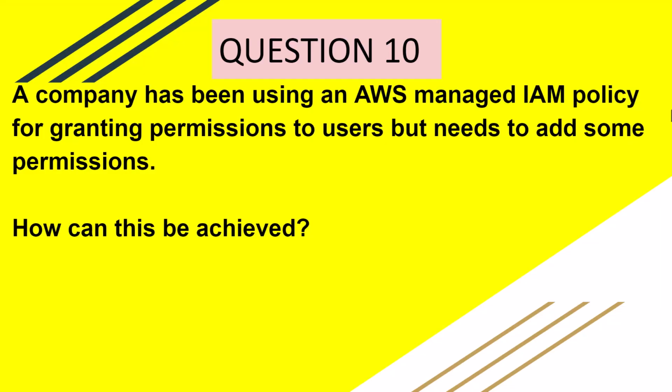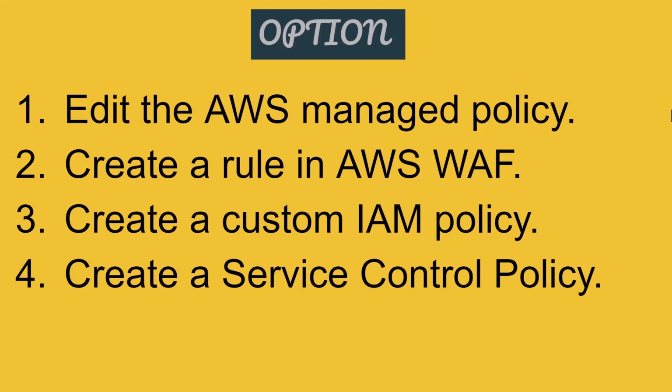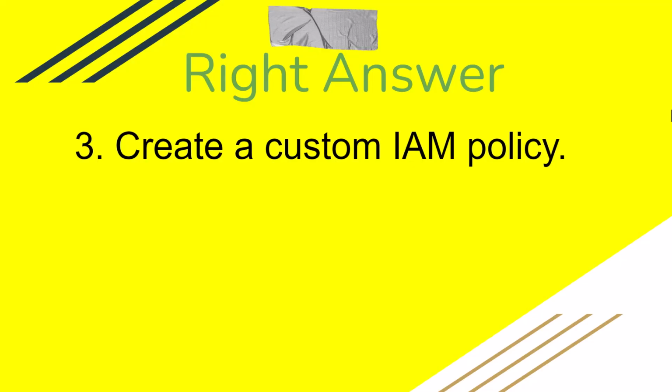Question 10. A company has been using an AWS managed IAM policy for granting permissions to users but needs to add some permissions. How can this be achieved? Option 1. Edit the AWS managed policy. 2. Create a rule in AWS WAF. 3. Create a custom IAM policy. 4. Create a service control policy. Right answer is 3. Create a custom IAM policy.